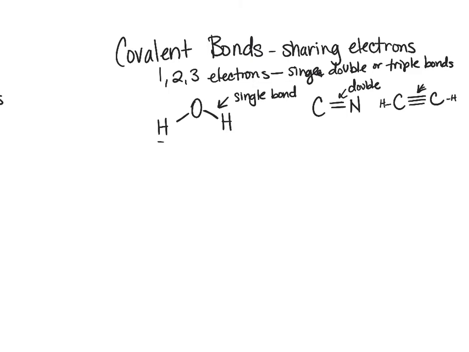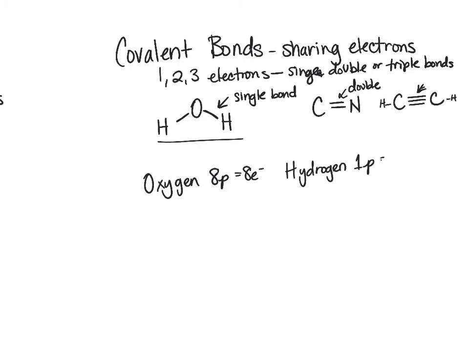So let's take a look at this one here. Let's take a look at water. So oxygen has 8 protons. So we're looking at 8 electrons. And then hydrogen has one proton, so 1 electron. So if we're looking at our hydrogen, which is pretty basic here, we have a single electron shell and it's got 1 single electron. So we're missing this electron here.